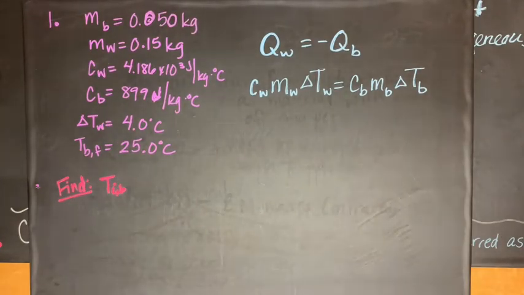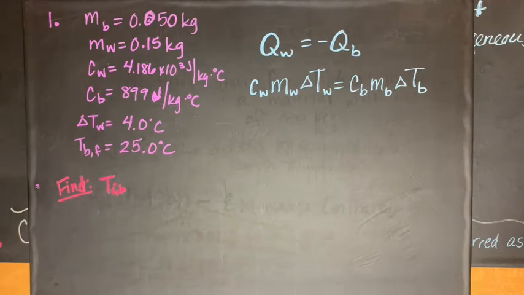So a 0.050 kilogram metal bolt is heated to an unknown temperature. It is then dropped into a calorimeter containing 0.15 kilograms of water with an initial temperature of 21 degrees Celsius. The bolt and the water reach a final temperature of 25 degrees Celsius. If the metal has a specific heat capacity of 899 joules per kilogram times degrees Celsius, find the initial temperature of the metal.